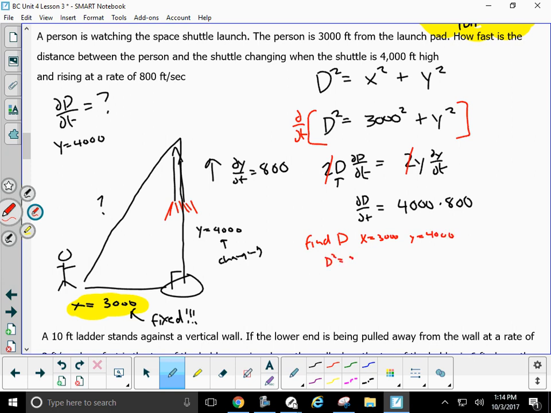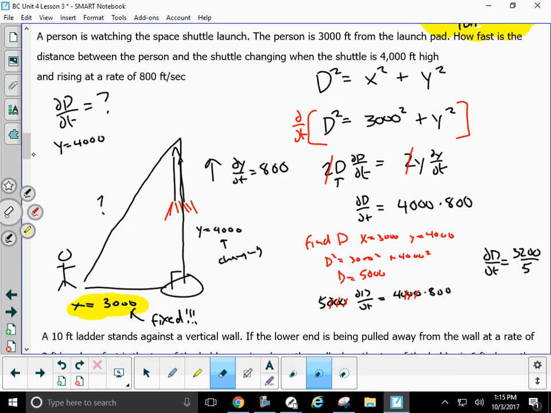D squared is equal to 3,000 squared plus 4,000 squared. This is just using your original formula. You'd find that D is our friend 5,000, we have a 3-4-5 right triangle. So this is 5,000 dD/dt is equal to 4,000 times 800. Three zeros will cancel. I have 3,200 divided by 5. Which is a number. What is that? Is it 640? Great. This would be feet per second.